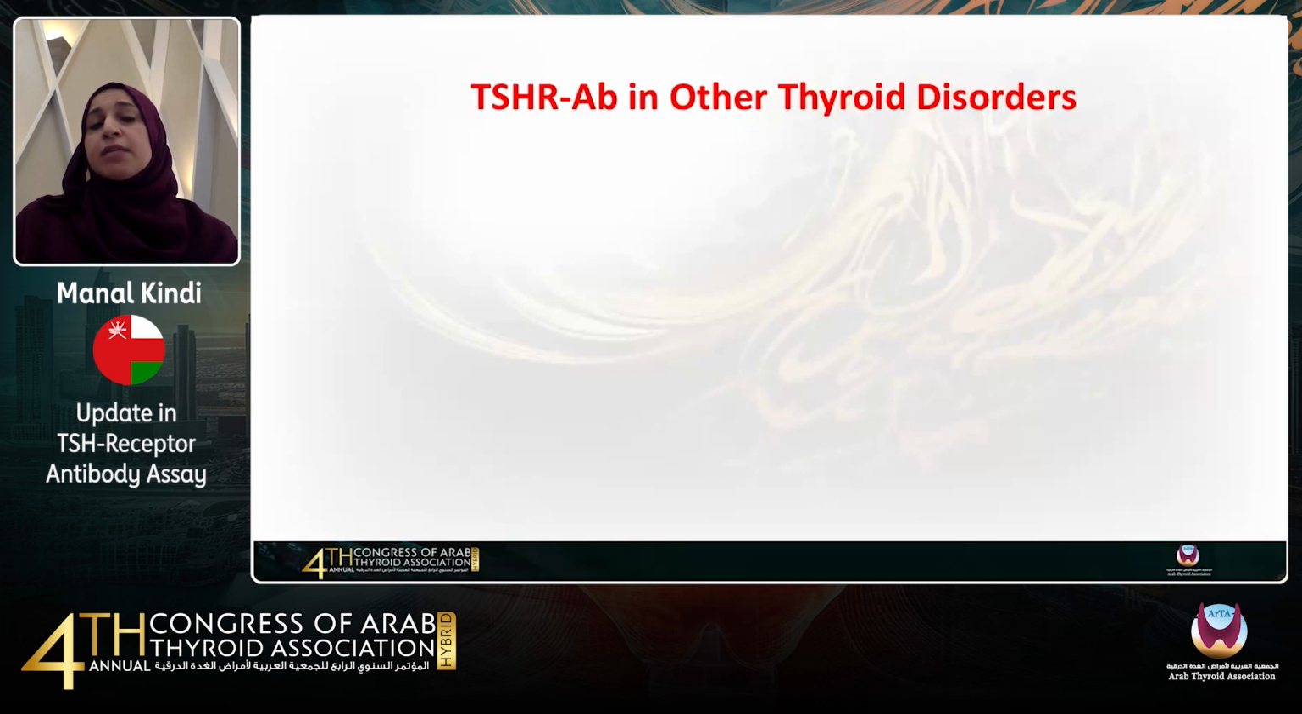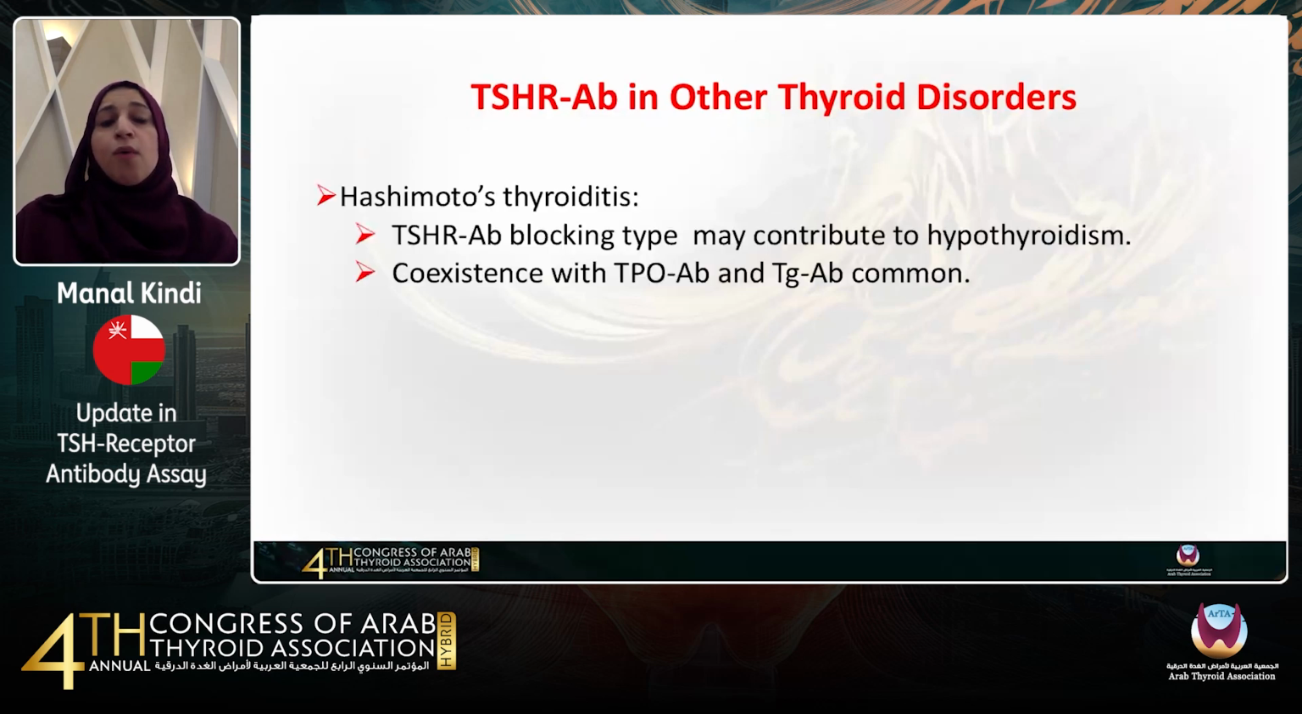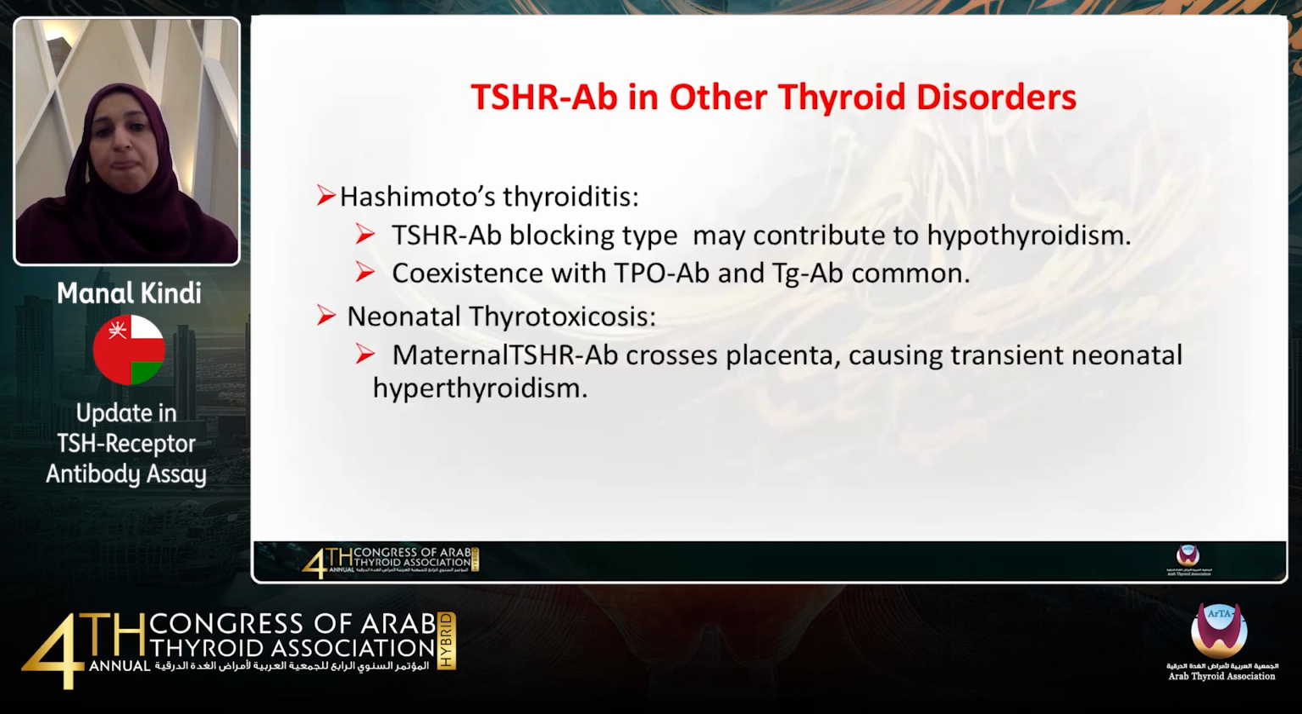Does TSH receptor antibodies measurement have a role in other thyroid disorders? Yes. One of them is Hashimoto's thyroiditis. The TSH receptor antibodies are a blocking type, which may contribute to this hypothyroidism. Usually, it coexists with the other autoantibodies like thyroid peroxidase antibodies and thyroglobulin antibodies.